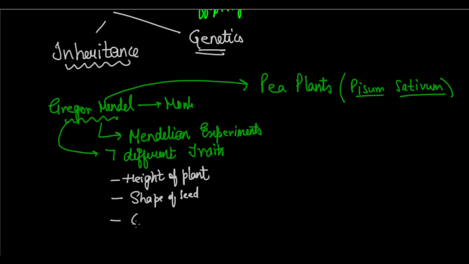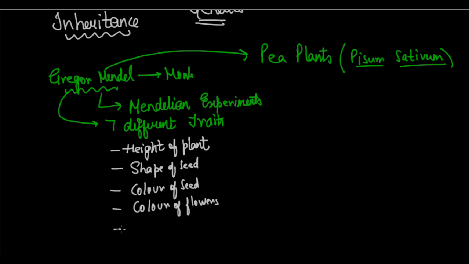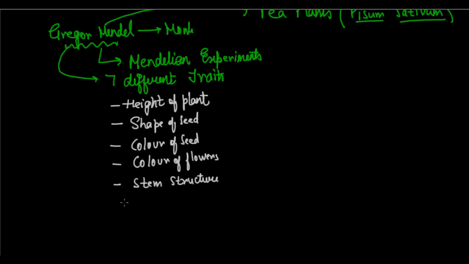He studied the color of the seeds. Then he studied the color of flowers. Then he studied the stem structure. These are 5, right? Then he studied leaf arrangement. So he studied these characteristics. These are 6. There was one more, but I don't seem to really remember that. But these were some of which he studied, 6 traits.